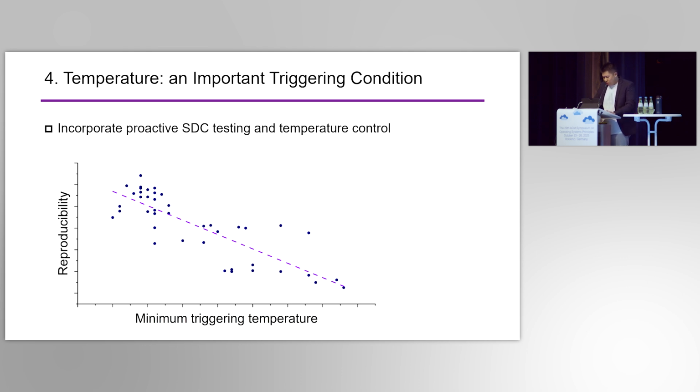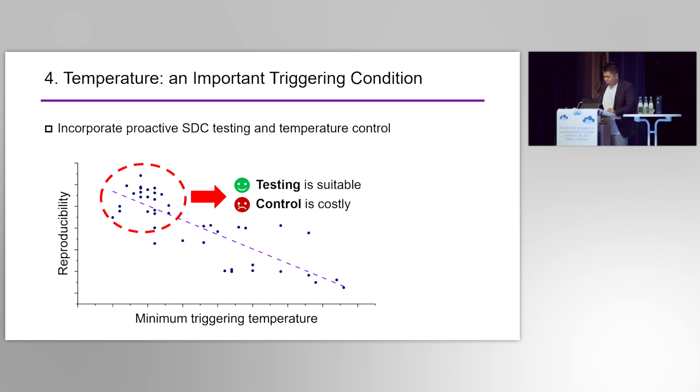In other words, we can incorporate both proactive SDC testing and temperature control. This figure shows the minimum triggering temperature of different SDC and their corresponding reproducibility. We find SDC with a low triggering temperature tend to have a high reproducibility. As a result, testing is suitable to these areas, while control is costly.